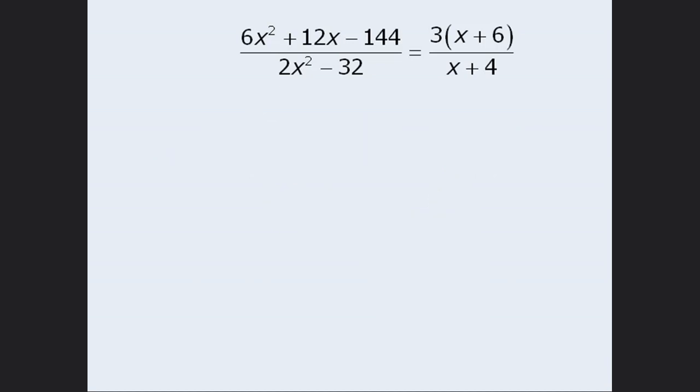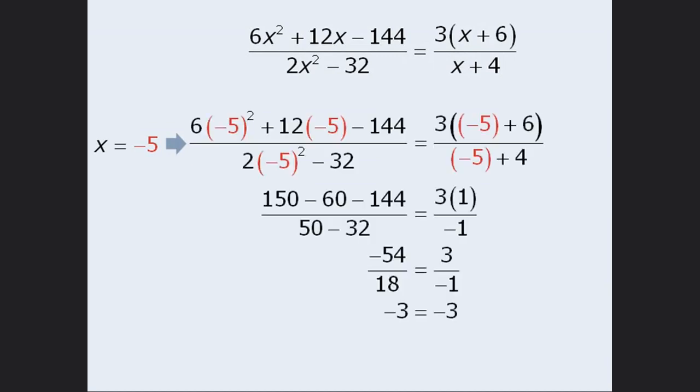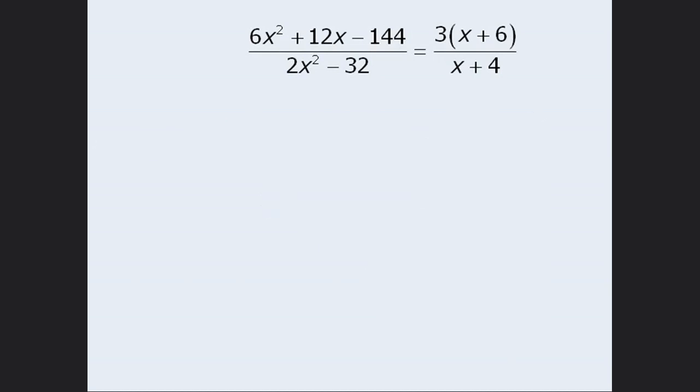The same holds true for any value of x. If we let x equal negative 5, we can evaluate both expressions to see that both sides here are equal to negative 3. In fact, for any value of x, these 2 rational expressions will have the same evaluation. The only difference between these 2 rational expressions is that the one on the right-hand side is written in simpler terms.